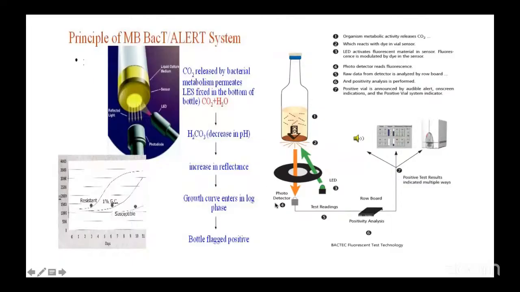Now, in the BD bottle, something a little different happens. The organism's metabolic activity again releases carbon dioxide, which will act with the dye which is there at the bottom. And this LED which is there gets activated and it activates a fluorescent material which is there in the sensor. Now, this fluorescence is modulated by the dye in the sensor and the photodetector will then detect the fluorescence. And this will then give you a positive analysis, which will then be indicated in multiple ways. Either it will give you an alarm or it will give you a light or LED.